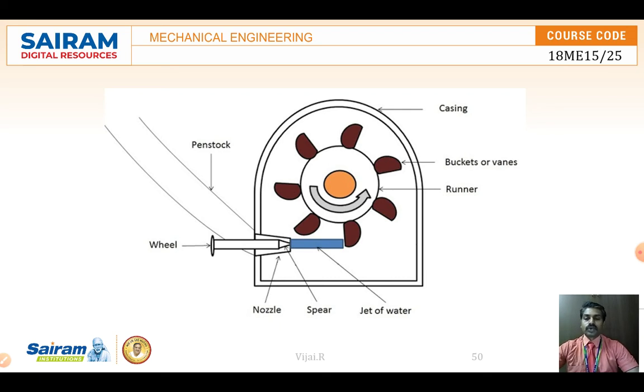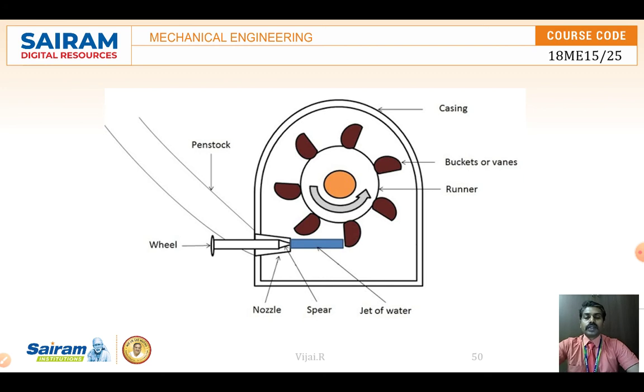If you rotate clockwise, the end of the spear can move inside, and it can close the nozzle passage. And if you open counterclockwise by using the wheel, the spear moves towards the left, that is, away from the nozzle hole, and it allows the water to flow. So the flow of water from the penstock can be controlled with the help of the nozzle and spear mechanism.